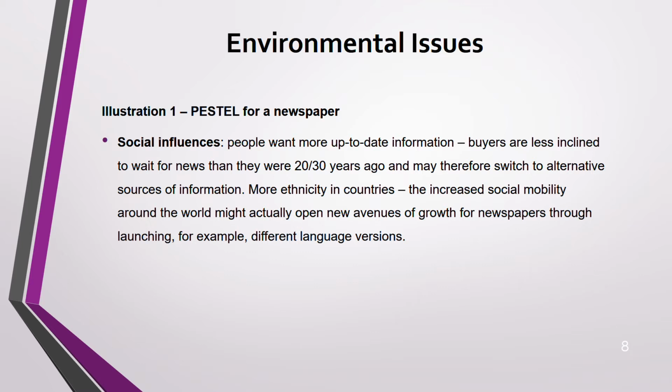What could be the social influence? This is very easy to answer when it comes to a newspaper. Earlier, everyone used to have a newspaper. There was a time when nothing was online. People wanted more up to date information.